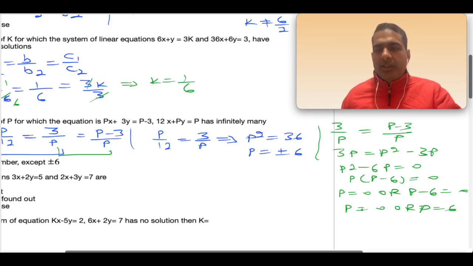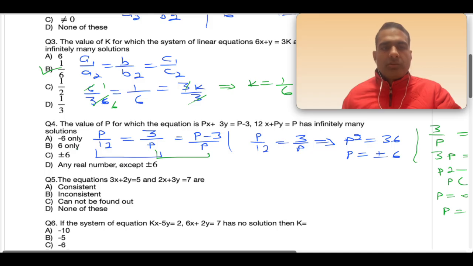So here we saw that for making the ratios of second and third ratio equal, p should be either 0 or 6. But p cannot be 0 because if p will be 0, then 3 by p will not be defined. So only solution possible is p is equal to 6, and p is equal to minus 6 will not make the second and third ratios equal. So only solution will be p is equal to 6.